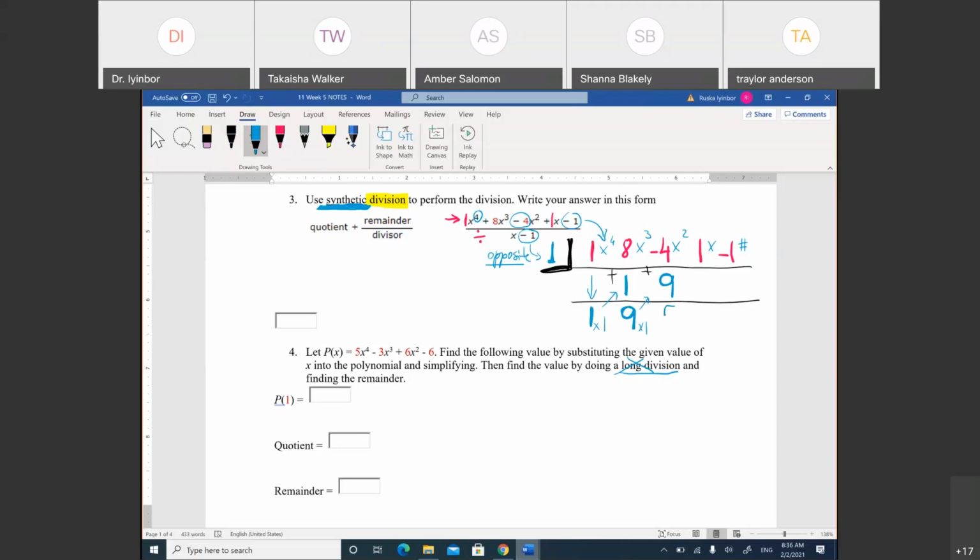5. That's correct. It's going to be 5. And then I'll do it again. I'm going to multiply by 1. 5 times 1 is 5. That's right. You're going to add it to 1, which is going to give you 6.